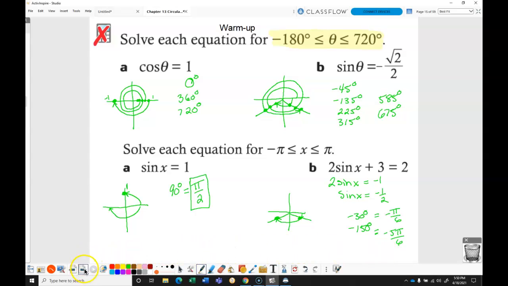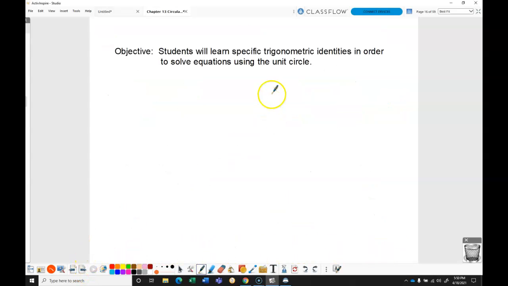Okay. What we're working on today is looking at specific trig identities so that we can solve equations using the unit circle. So this is where we're going to pick up. You might want to have your formula packet out, because you'll be able to see which ones are included in your formula packet and which ones are not.